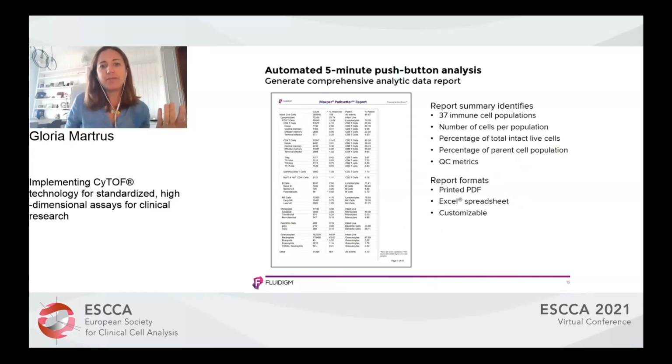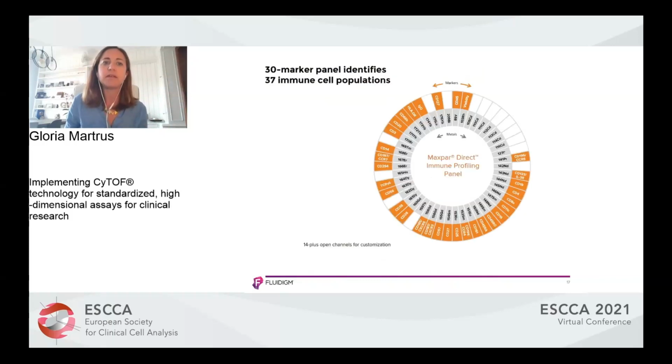Then you will have this report that will come out from this automated analysis, where it's going to have these 37 different immune cell populations with the number of cells, the percentage of cells, also QC metrics, and you're going to be able to export it, to print it, to do whatever you would like with it. So just for you to know, those are all the metals.